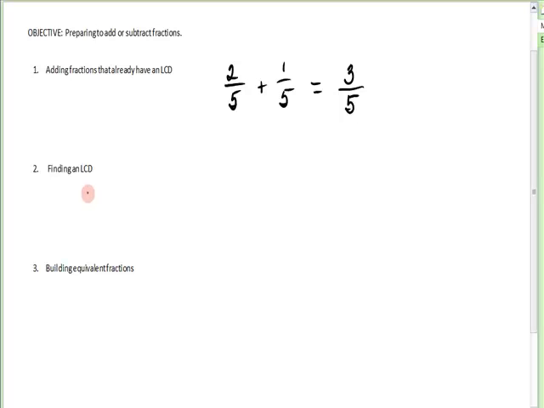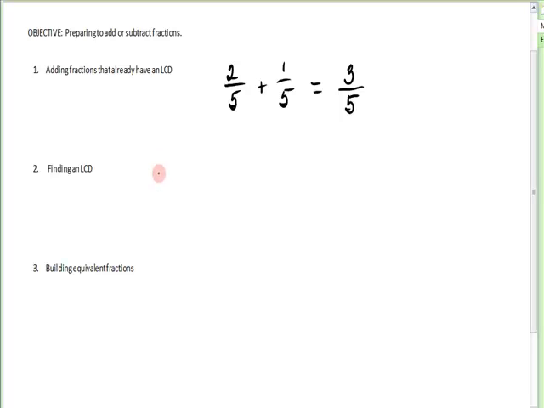The second thing is, if two fractions do not have a common denominator already, if they don't have the same denominator, then we have to redesign each fraction so that they share a common denominator. So that'll be the second lesson, and we'll practice on that.